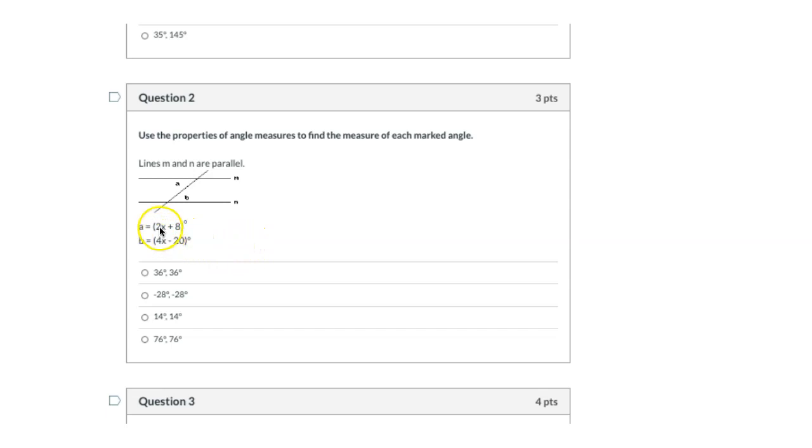So some of you on the quiz were adding these together and setting it equal to 180, but that's not the way you do it because these are not supplementary, they're equal. So take these two and then set them equal to one another.